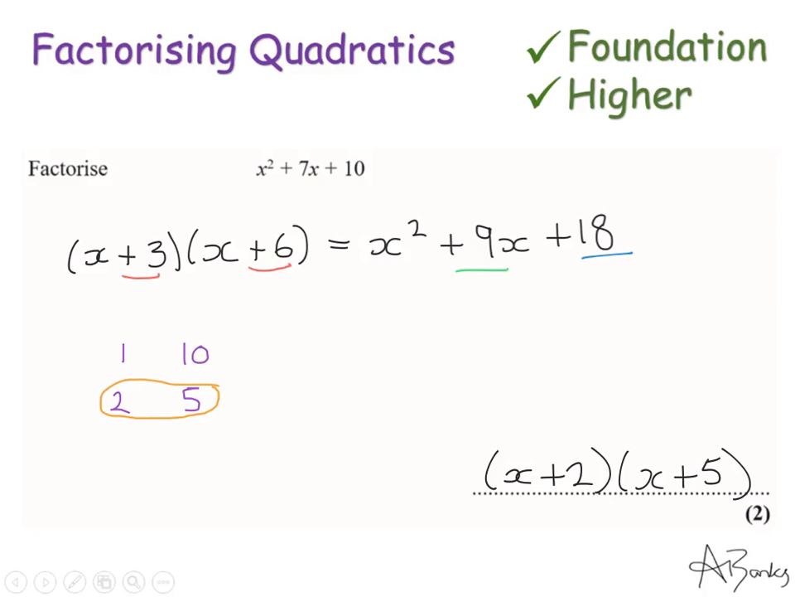I could have written this the other way and it wouldn't have mattered. I could have written x add 5 and x plus 2. It's the same thing, so either one of those is fine for 2 marks.